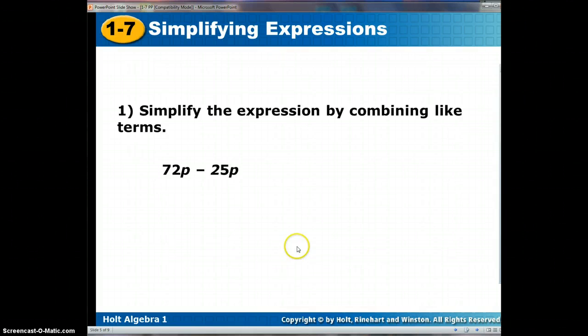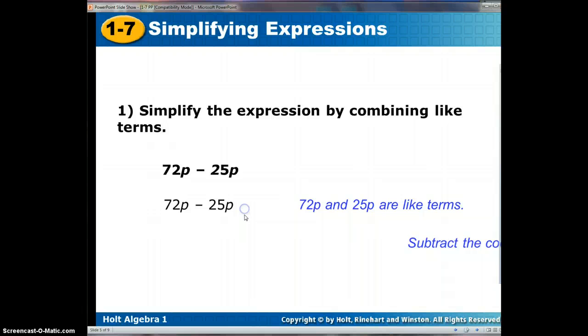Okay, simplify the expression by combining like terms. First off, are these like terms? This is 72p to what power? What exponent is here? Since there's no exponent that shows up, it's p to the first. This one is also p to the first. They have the same variables. They're raised to the same powers. We can combine them by combining the coefficients, 72 minus 25. And that's going to give us a 47p. That's simplified. We combined like terms.